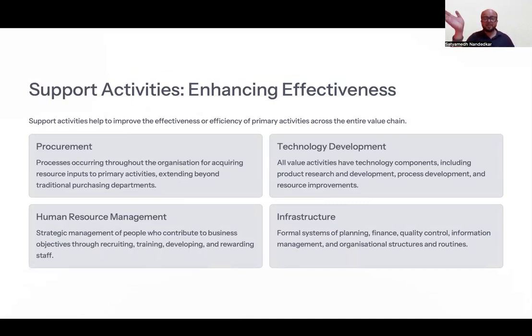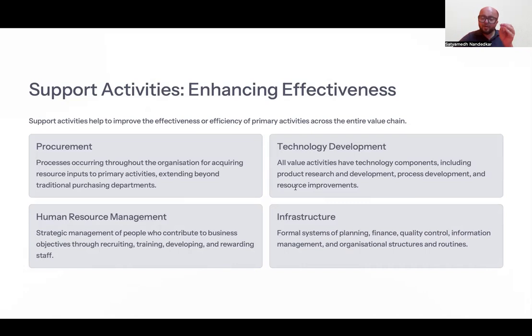And then after the primary activities, you have the support activities which enhance effectiveness. There are four items included here. The first one is procurement, which is basically acquisition of inputs. Now, see, procurement, do not confuse that with just buying the raw material.